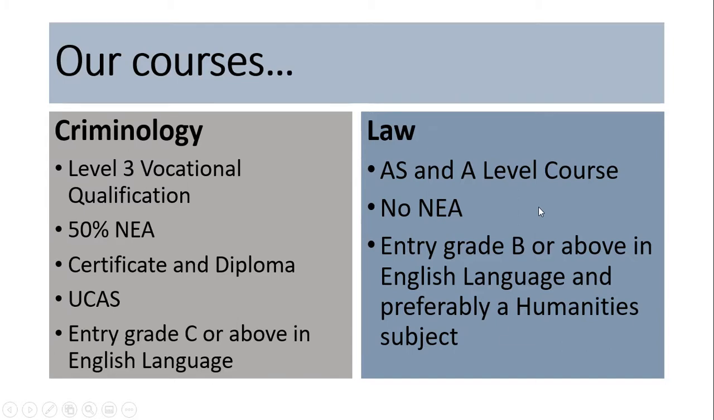Our courses. Criminology is a level 3 vocational qualification. It involves 50% non-examined assessment, which means that only half of the qualification is an exam at the end. In year 12, you will study for a certificate, and if you stay to year 13, you will receive a diploma. It carries the same number of UCAS points as an A-level, and the entry requirement is a grade C or above in English language.